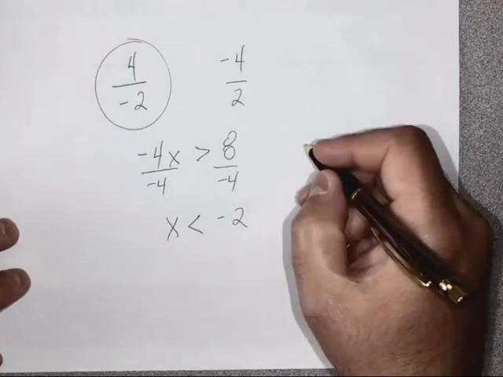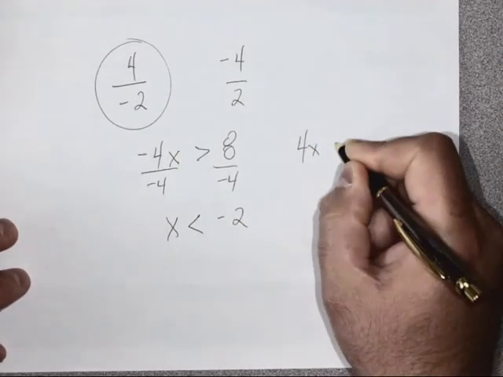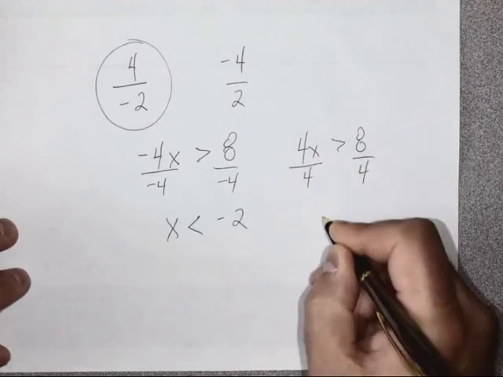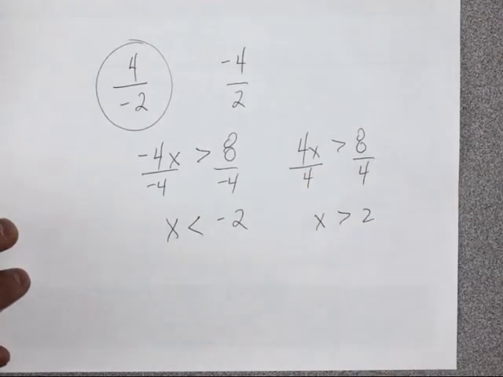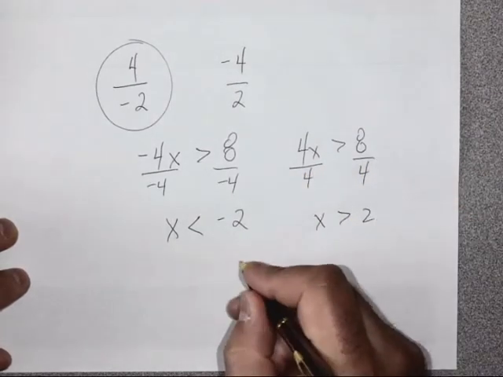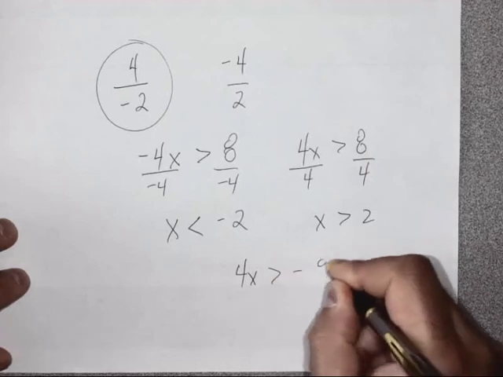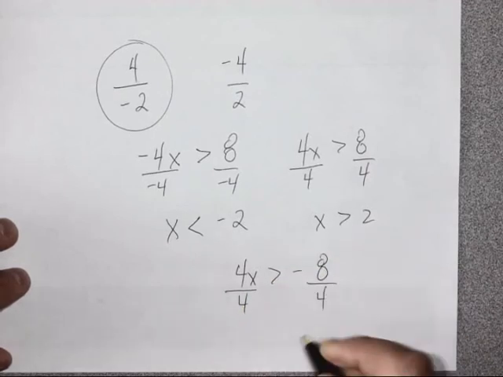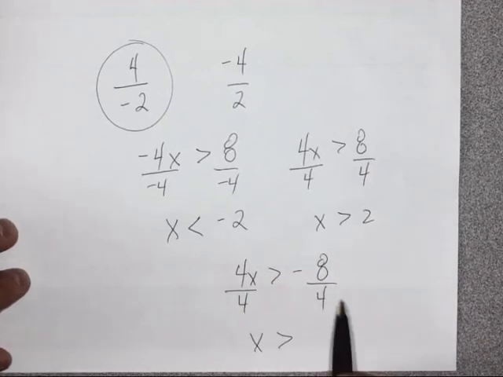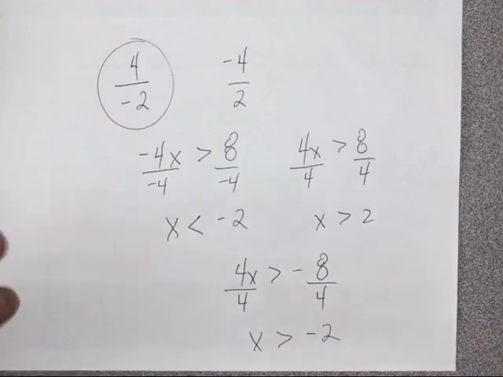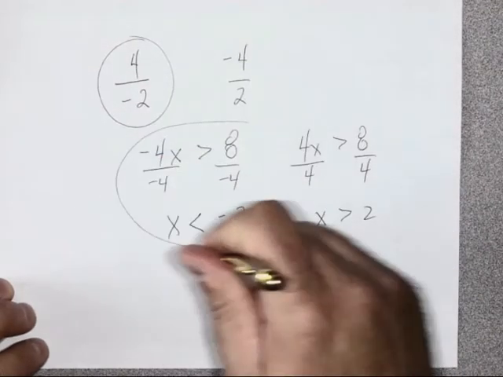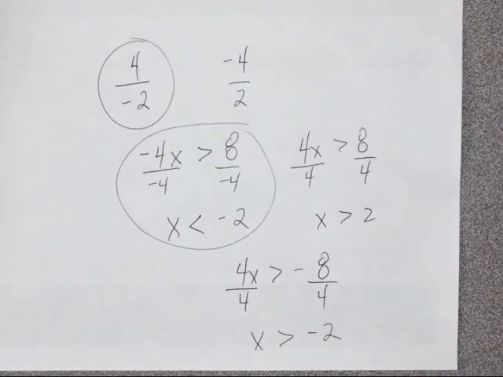If I had this, I would not change the inequality because I'm not dividing by a negative to solve. Even if I had this, I would not change the inequality because once again I'm dividing by a positive 4 here to solve. The sign is not changing on this side. So I'll only change it if I'm dividing by a negative or multiplying by a negative.